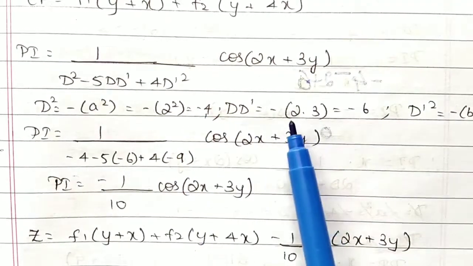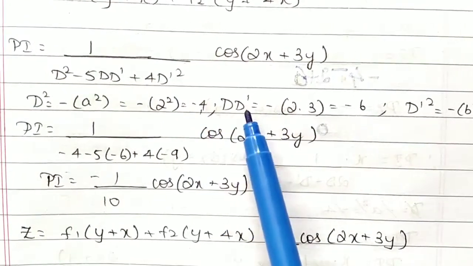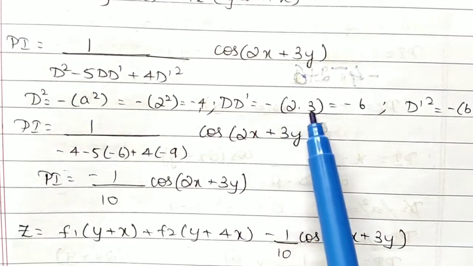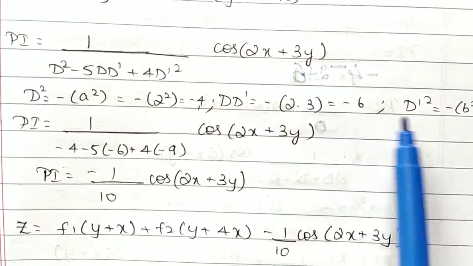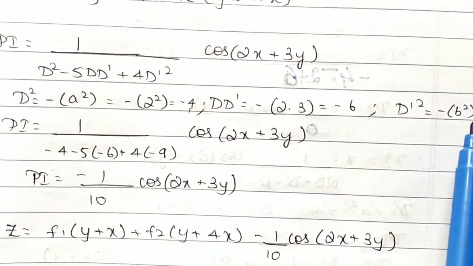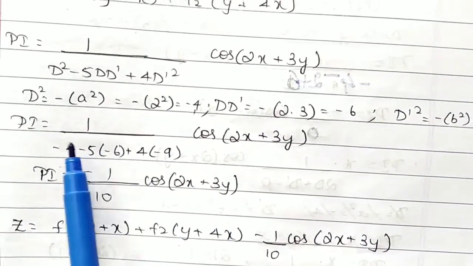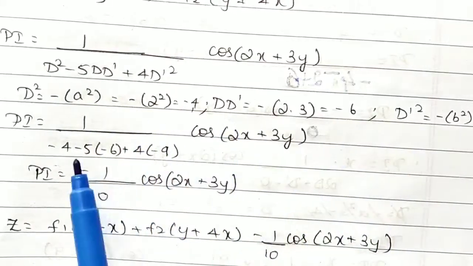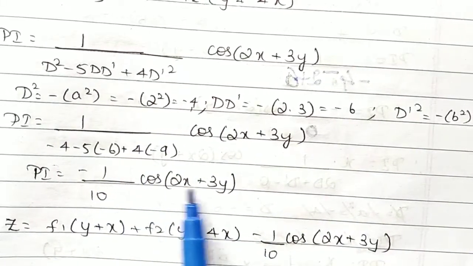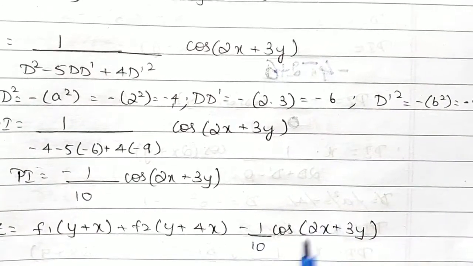D into D dash means minus ab is the formula. Minus a means 2, b means 3. So minus 6. D dash square means minus b square, so minus 9 you will get. Therefore, for the particular integral, substitute in the denominator. So all these three answers you will get minus 1 by 10 here. So z equals complementary function plus particular integral.